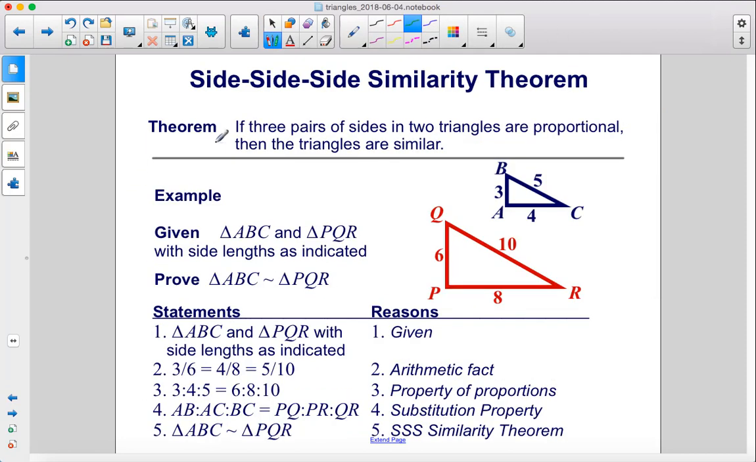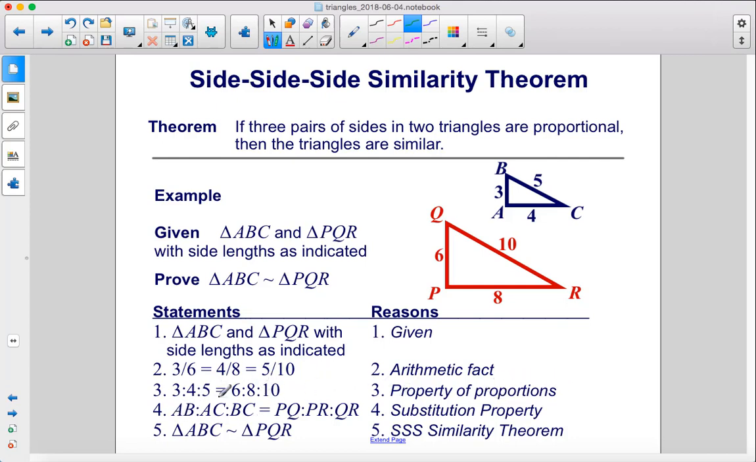If three pairs of sides in two triangles are proportional, then the triangles are similar. So given triangles ABC and PQR with side lengths as indicated, prove that those triangles are similar. It's given that these are two triangles with side lengths of 3, 4, 5 and 6, 8, 10. It's an arithmetic fact that 3 over 6 equals 4 over 8 equals 5 over 10. All of those are 1 over 2 when simplified.